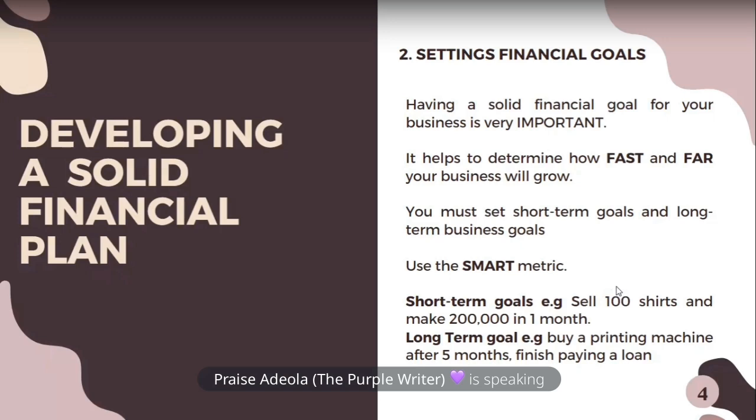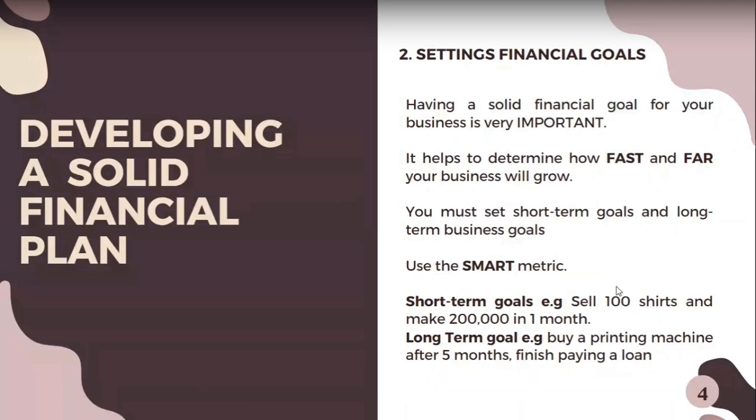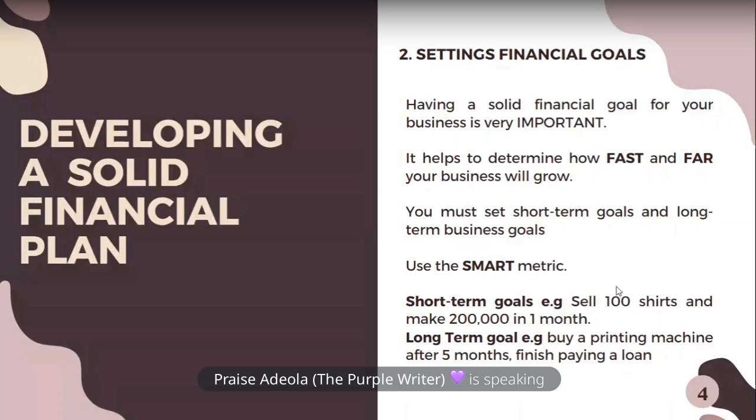This is an example. This is not the actual cost of my shirt. I'm just trying to give a practical example. One of my shirts costs 2,000 naira, and my short-term goal is that I want to make 200,000 every month. That is a goal, right? You want to make 200,000 every month, and one shirt costs 2,000 naira. How many shirts do I need to sell to make 200,000 naira in a month?